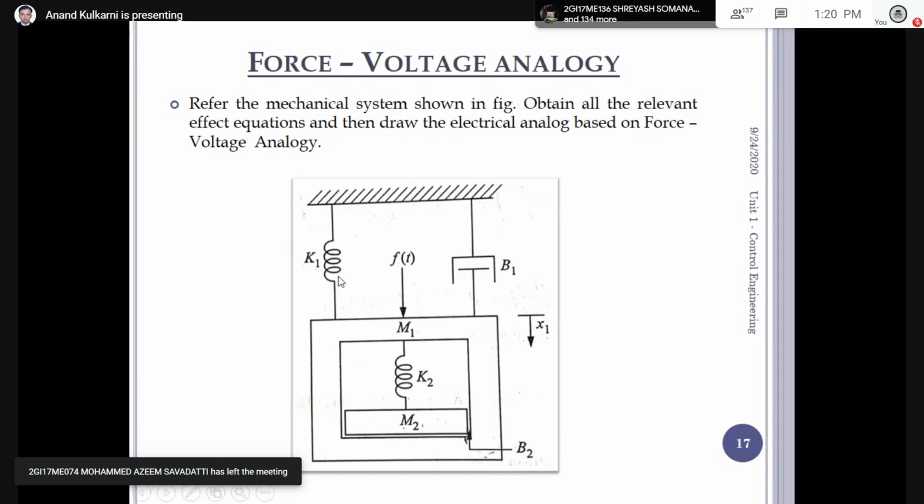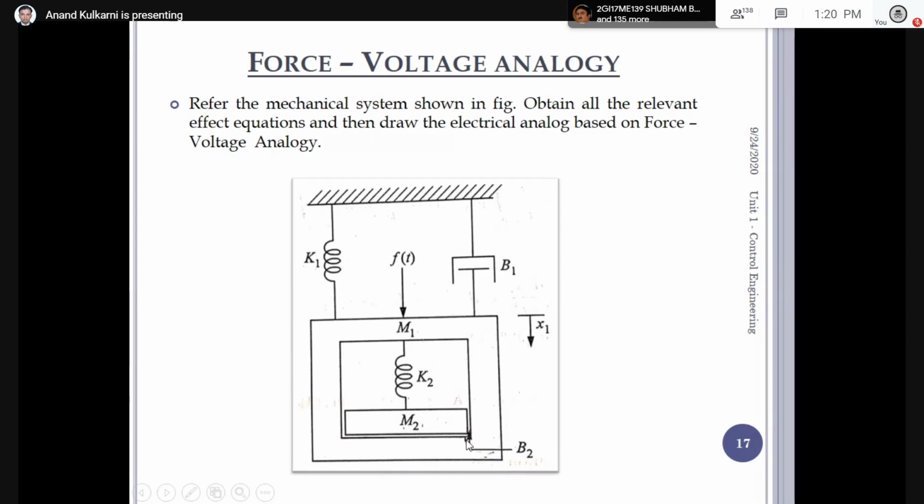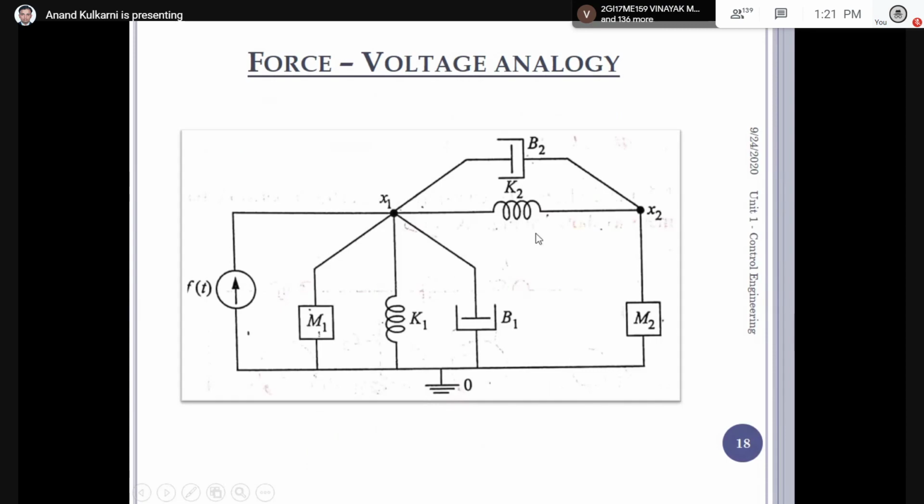In the force voltage analogy, we again have a mechanical system where there is a spring, a force, a damper, one mass, and a displacement. Then there is one more spring and one more mass, and a friction acting between them, so we have considered one more damper. We convert this into a node drawing. At node 1, we have one spring, one force, one damper, one mass, that is one weight, and corresponding to that, one spring and one more mass.